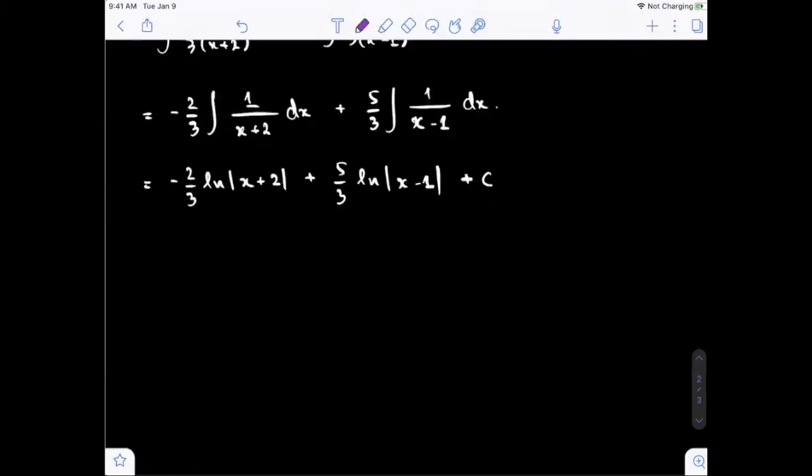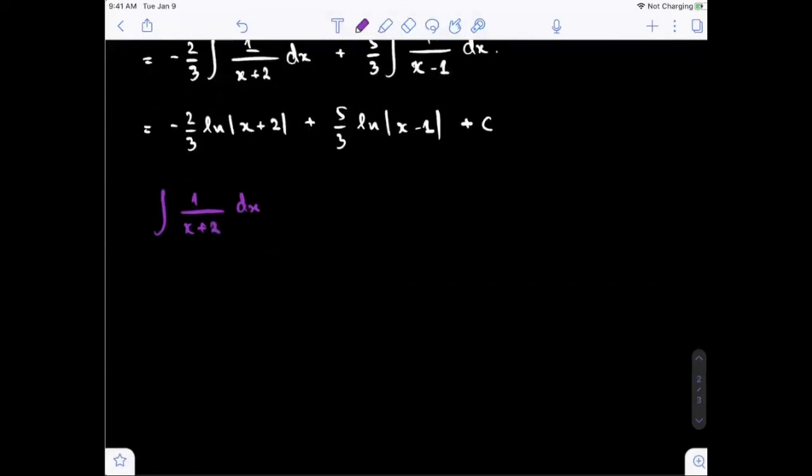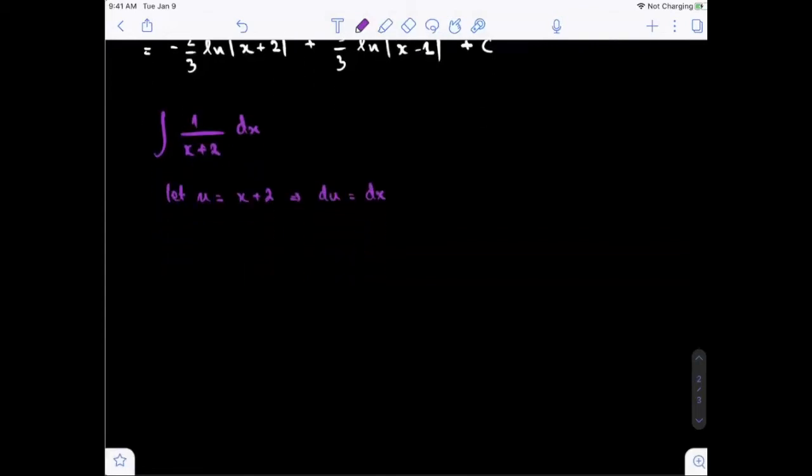But let's evaluate this integral, 1 over x plus 2 dx. Like I say, if you use substitution, hopefully at this point you feel comfortable with this type of problem. So you let u equal to x plus 2, then du equal to dx. Therefore, the integral is 1 over u du, which is equal to ln of the absolute value of u plus a constant c. You start with x, you should end the problem with x. So this is equal to ln of the absolute value of x plus 2 plus a constant c.